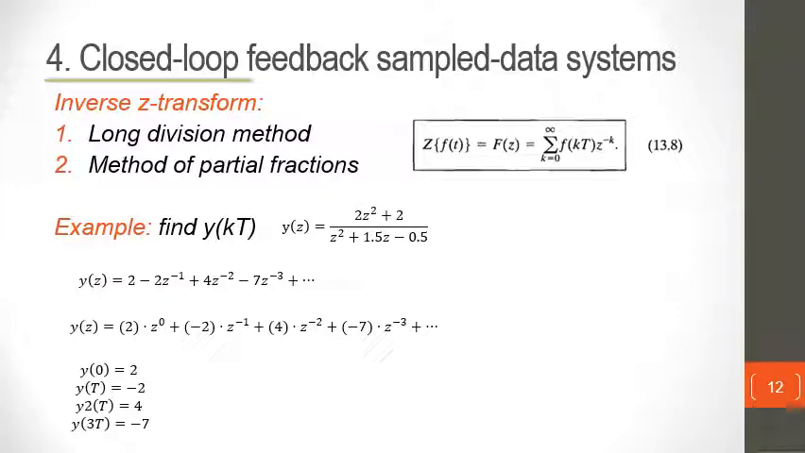So as initially stated, if we want to recover the time domain samples of the function f of t, we can only recover these time domain samples at specific intervals, f of kT, the sampling intervals. And this is called taking the inverse transform. So we want to find y of kT if we have y of Z. There are two ways of doing it. Long division is one of them. The method of partial fractions is another.